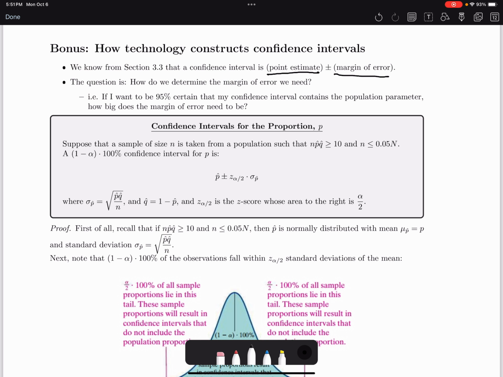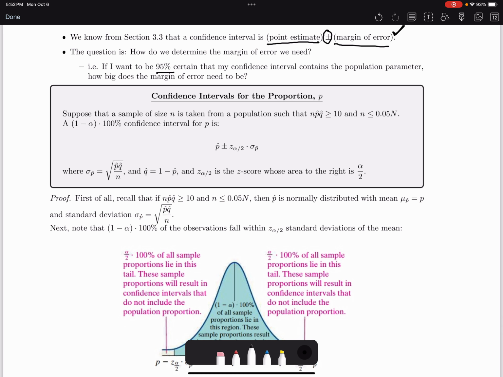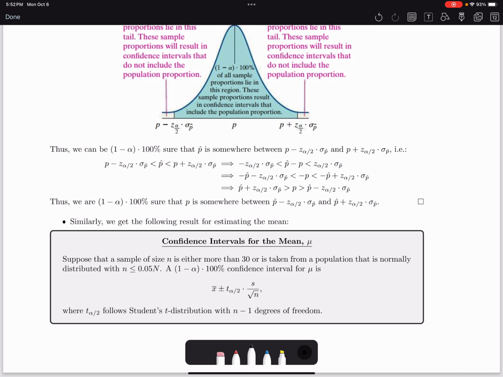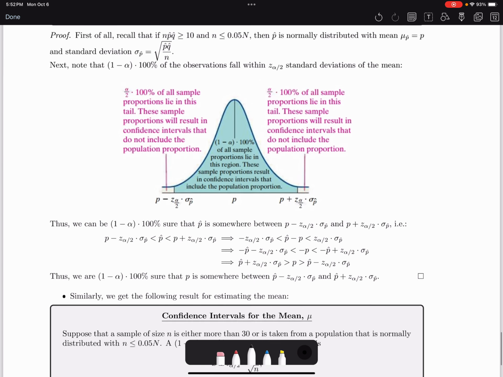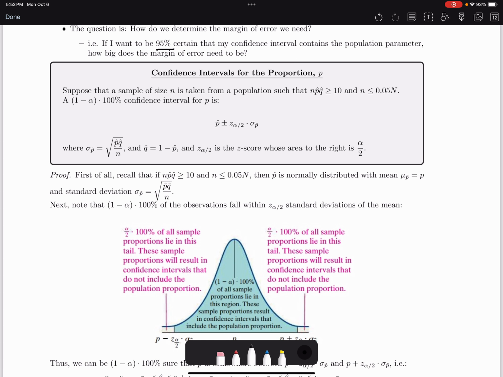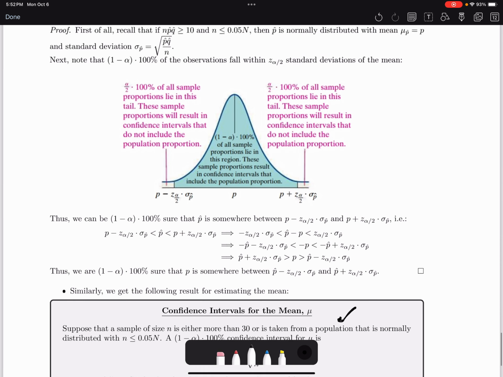But the way it gets its interval is that it takes the point estimate and then it adds and subtracts the margin of error. So the question that we want to answer now is, okay, how does technology determine the margin of error that it needs? So for example, if I want to be 95% certain that my confidence interval contains the population parameter, how big does my margin of error need to be so that it can capture that level of confidence? And so there are 2 separate results, one for the proportion here and then one for the mean down here. And I'm not going to prove the result for the mean, but we can look at the proof for the result for the proportion. The proof for the mean is similar, okay?